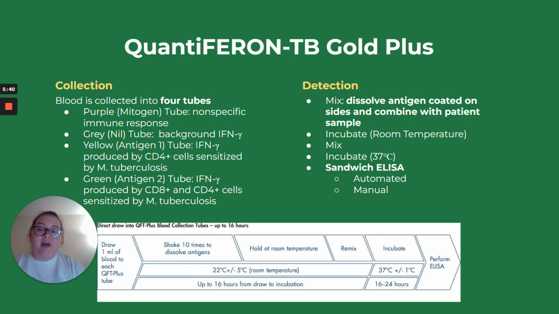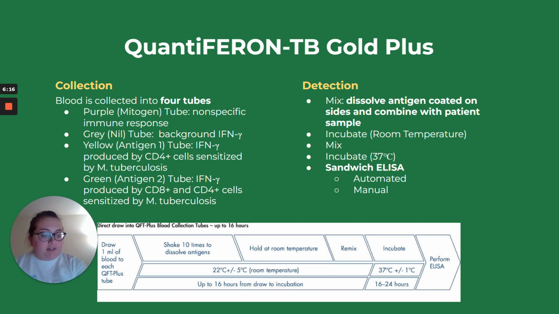And they've found that by using both of these different combinations of antigens, they can more accurately and quickly diagnose TB, whether it's latent or active. So in order to detect this interferon gamma, the samples are mixed, the tubes are mixed. The goal of this is to dissolve the antigen that's coated on the sides of the tube and combine that with the patient's sample. Those tubes are then incubated at room temperature, mixed again, and incubated then again at 37 degrees Celsius. Then an ELISA is performed.